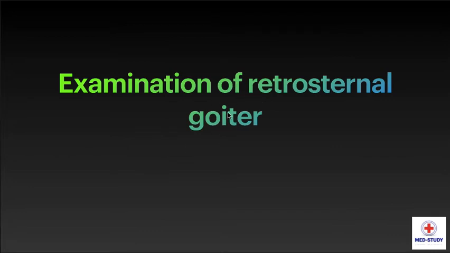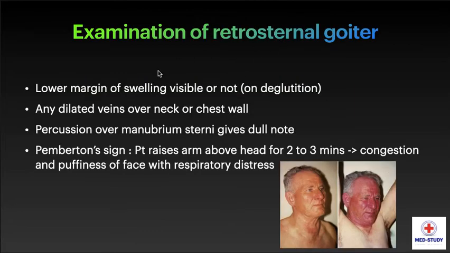Now examination of retrosternal goiter. Lower margin of the swelling, we have to see whether it is visible or not on deglutition. Any dilated veins over the neck and chest wall. Percussion over the manubrium sterni gives dull note. Now Pemberton's sign. When the patient raises arm above the head for 2 to 3 minutes, there happens congestion and puffiness of face with respiratory distress, as seen in this image.